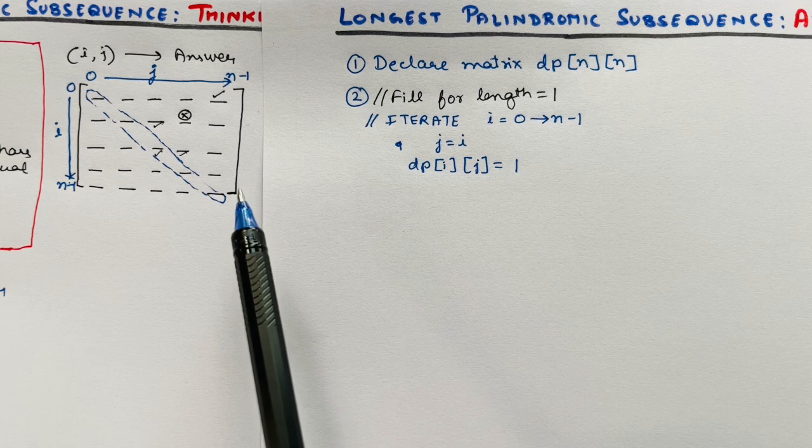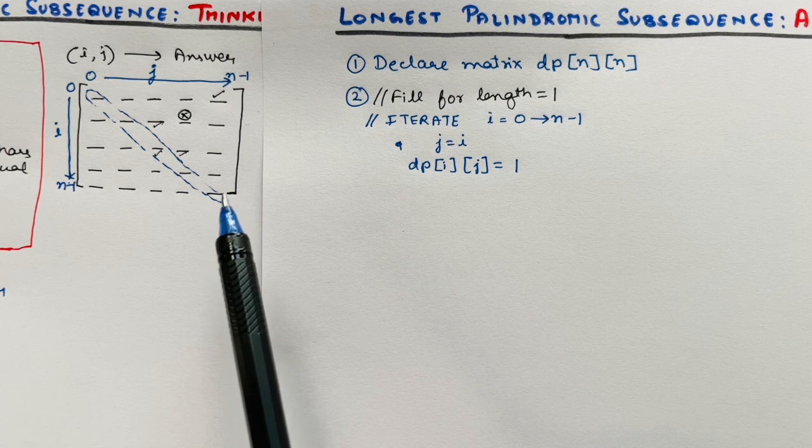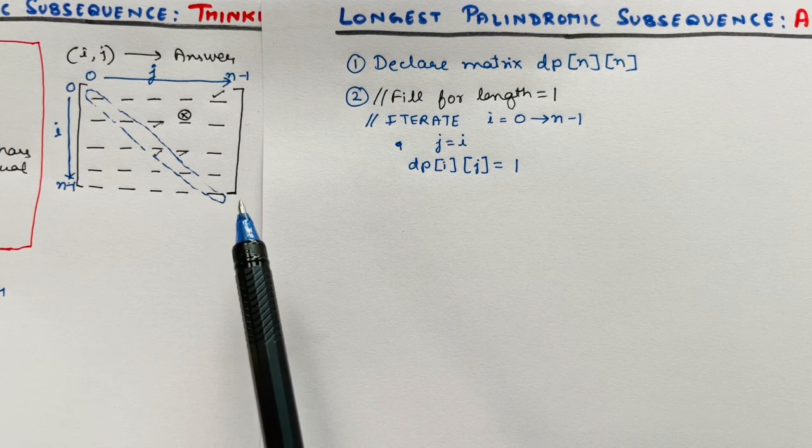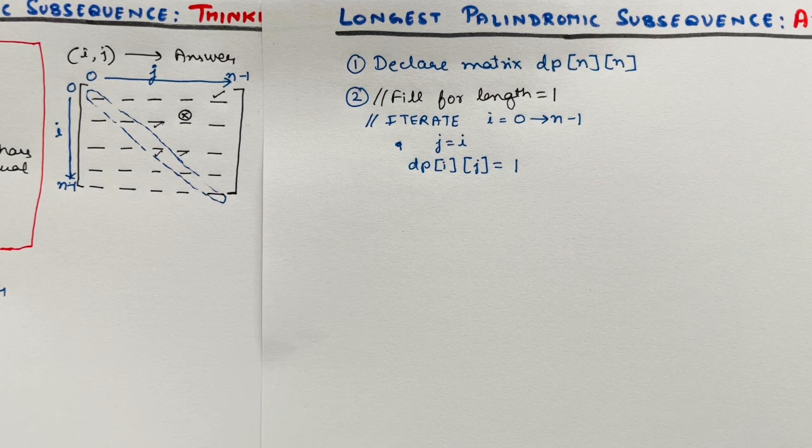For length equal to 2, we will check the values of the two characters. If they are equal, that means they form a palindrome, so the length of the longest palindromic subsequence becomes 2. But if they are not equal, then the length of the longest palindromic subsequence remains 1.